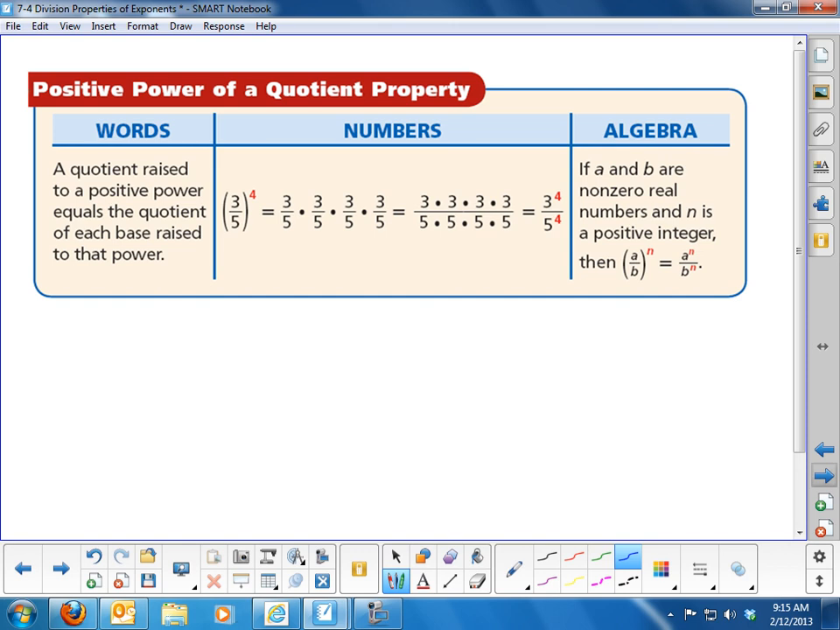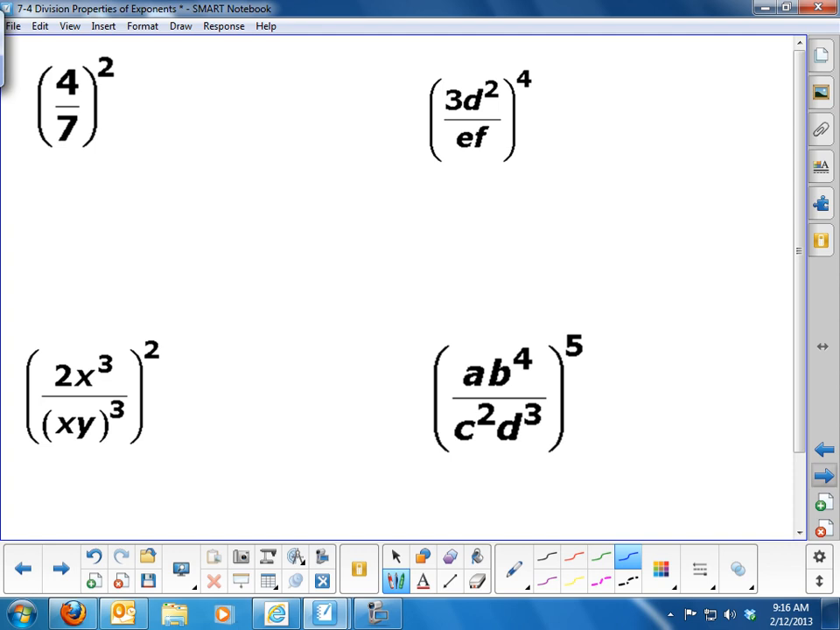All right, so let's look at some examples, and maybe after we do some examples, you'll be better off writing this rule in your own words. Okay, 4 sevenths to the second power. So this is the same thing, guys, as 4 to the second divided by 7 to the second. Each, the numerator and the denominator, got that power. So 4 squared gives me 16, and 7 squared gives me 49. All right, so I have 16 divided by 49.